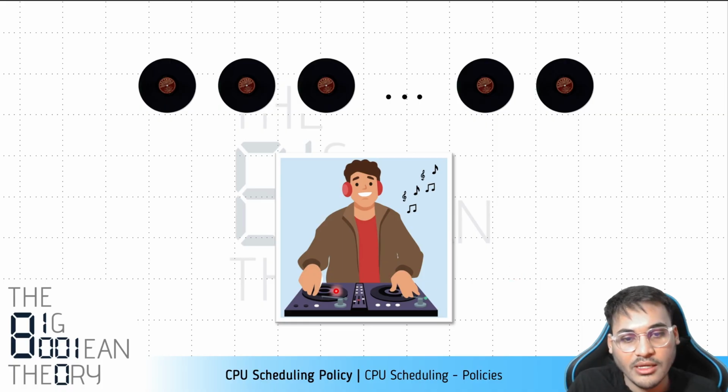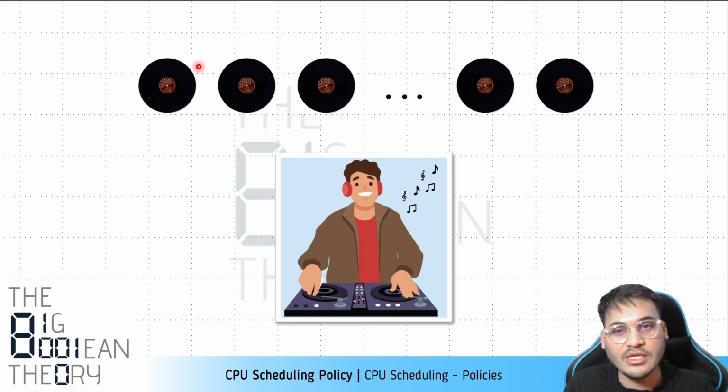He has a music player, which is very much like our CPU. On this music player, the music CDs will run or play. So these music CDs are like the programs, and this music DJ is like our operating system. The music DJ is switching the different music CDs on the music player to create some kind of new music.